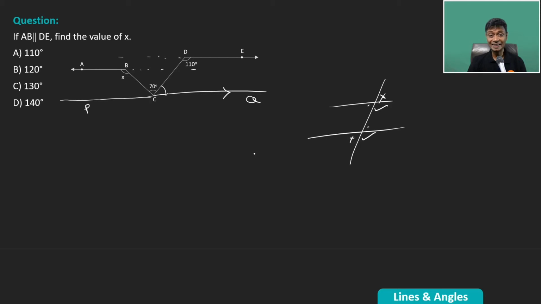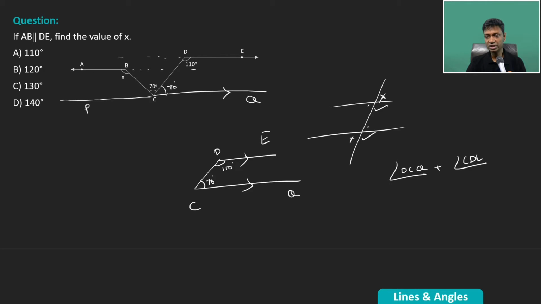What is this angle? DE is parallel to CQ. This is 110, so this should be 70. DE and CQ are cut by CD. These two are parallel, so if this is 110, this should be 70. Why 70? Angle DCQ plus angle CDE equals 180. Why? Because they are co-interior angles, therefore they'll be supplementary. This is 70, this is 70. They add up to 140. So these two add up to 140.